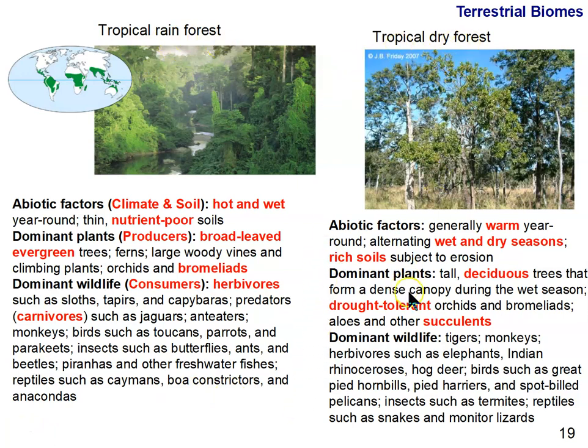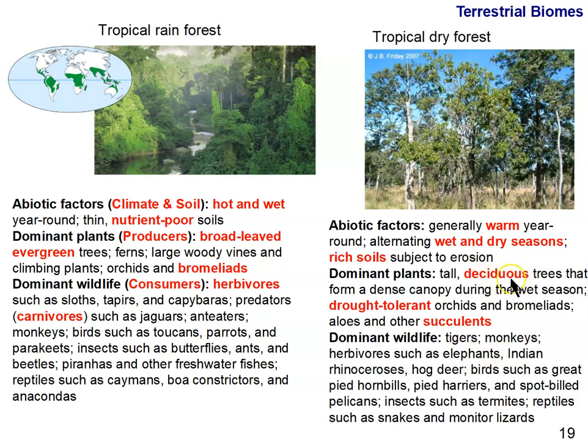Now we're looking at the tropical dry forest, and as the name implies, how it differs from the rainforest is that it's much drier. But it's still warm year-round, and there are wet and dry seasons, so it's not always dry. There are wet seasons, but the soils are much richer than they are in the tropical rainforest because there's not so much rain to leach the nutrients away. However, there is erosion. There aren't as many plants rooted in the soil to keep the soil in place, and so when it does rain in the wet season, a lot of that soil washes away.